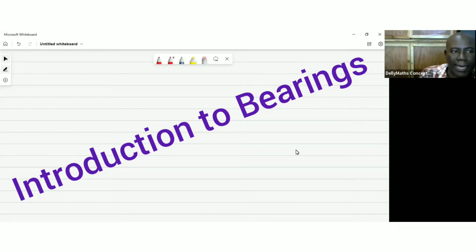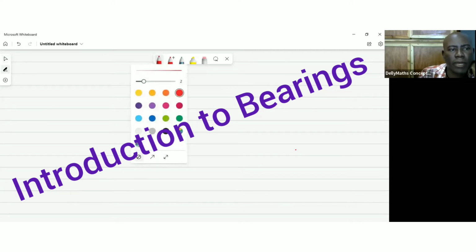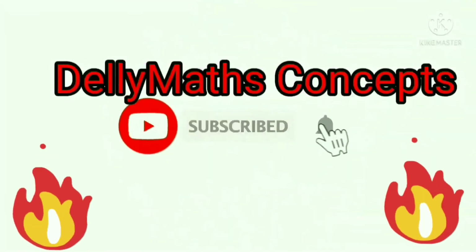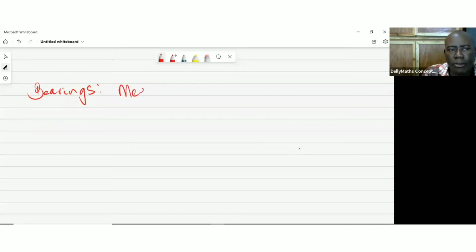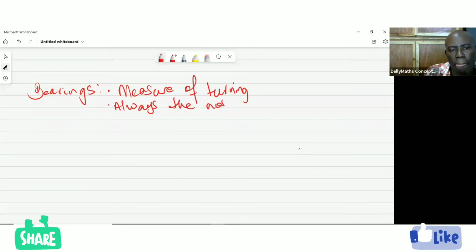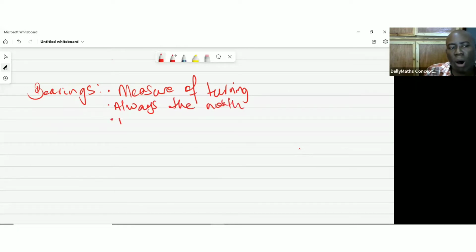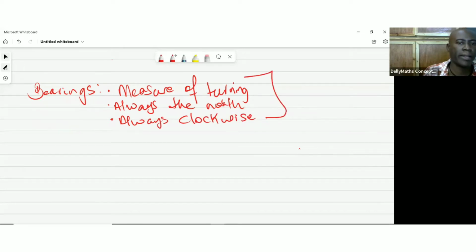Today, what we want to look at is the idea of bearing. What is a bearing? A measure. We're talking about a measure of turning. And this measure of turning is always from the north and it's always clockwise. So we want to make sure that we understand that a bearing is a measure of turning from the north in a clockwise direction.